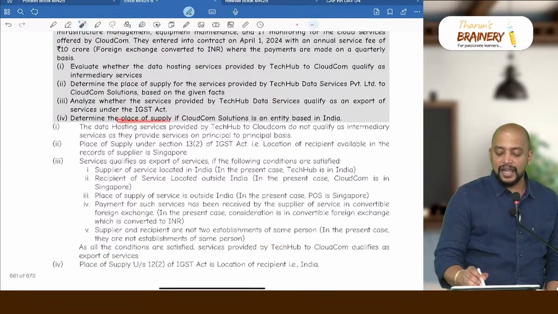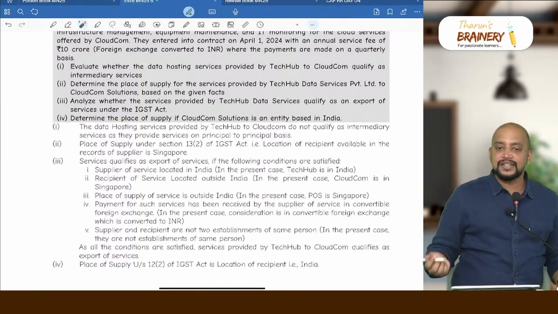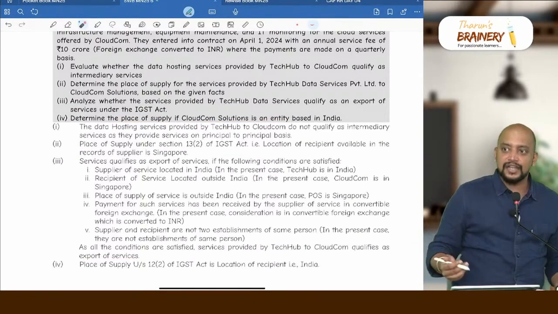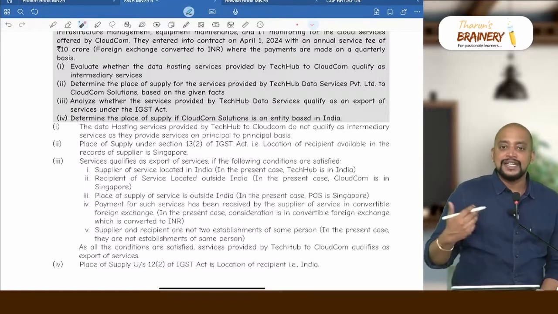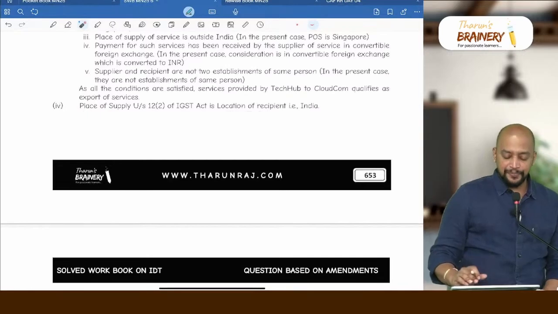Determine the place of supply if Cloudcom Solutions is an entity based in India. If it is an entity based in India, there is no confusion, because always under general provisions, the location of recipient only will be taken as the place of supply, that is in India.